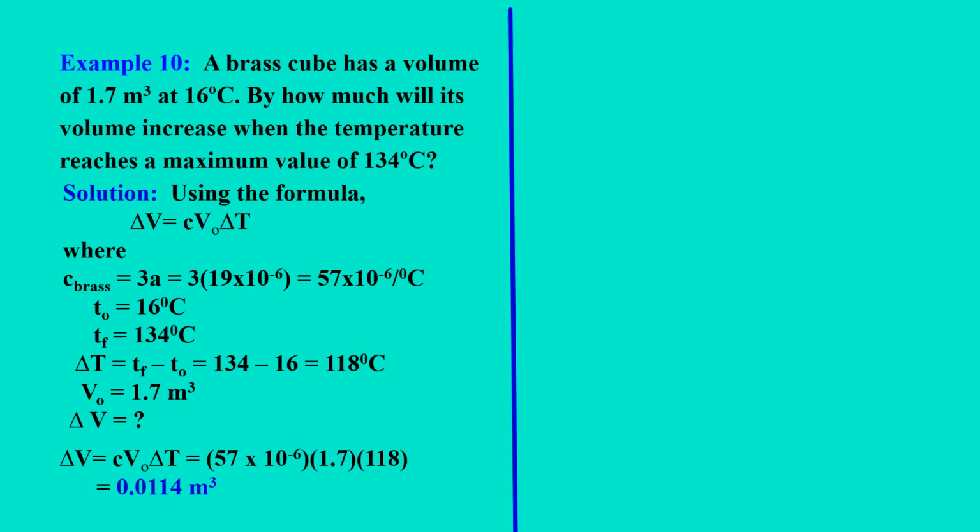The original volume is 1.7 meter cube. We are required to find the increase in the volume, or the change in the volume, when the temperature is 134 degrees Celsius. So using the formula and substituting the values, the answer is 0.0114 meter cube as the change in volume.